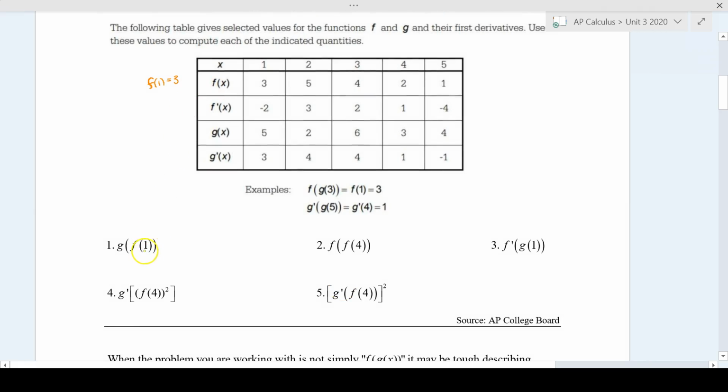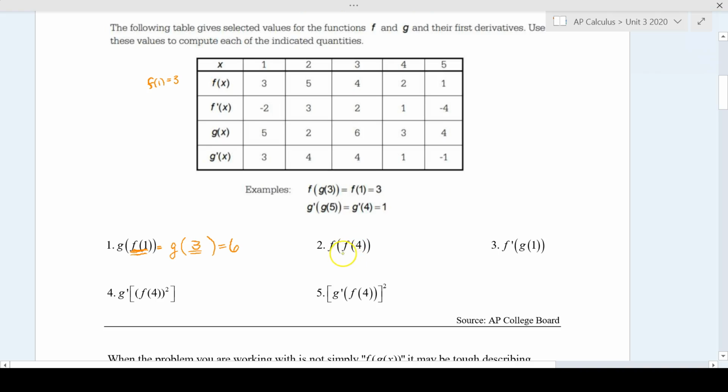On this one we have g of f of 1. I'm going to underline f of 1 twice. This is going to be g of some number. We already said that f of 1 is 3, so that number I'm underlining twice as well because f of 1 turned into 3. Now we need to find g of 3, and g of 3 is 6. That's how we approach these problems.